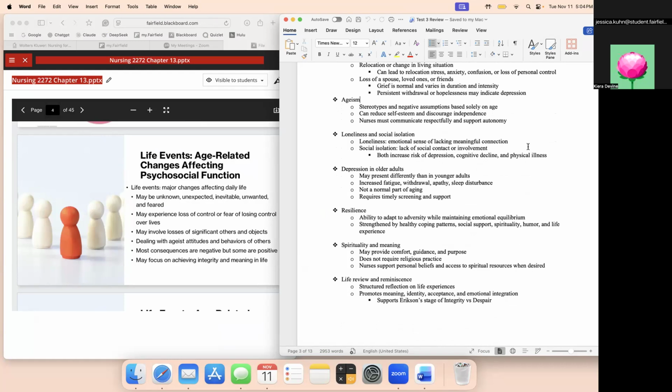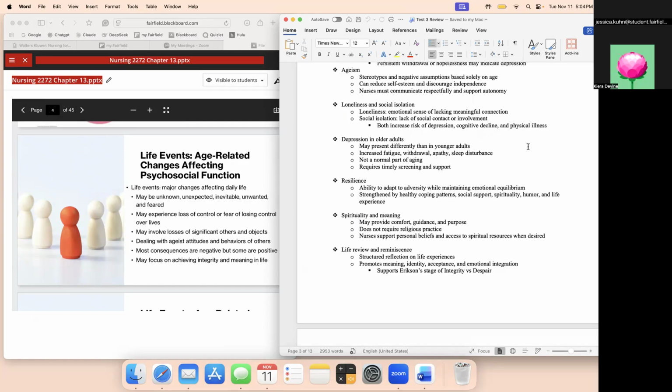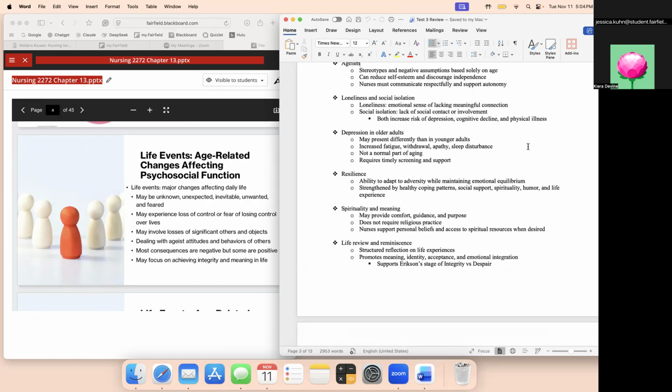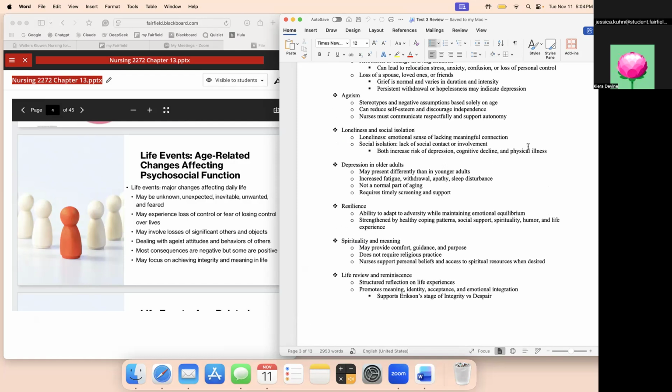Ageism, those stereotypes and negative assumptions based solely on age, can absolutely reduce self-esteem and discourage independence. This is where nurses come in at the hospital and combat that. It's important to communicate respectfully, support their autonomy, and meet them where they are cognitively, not where you think someone in their 80s or 90s might be.